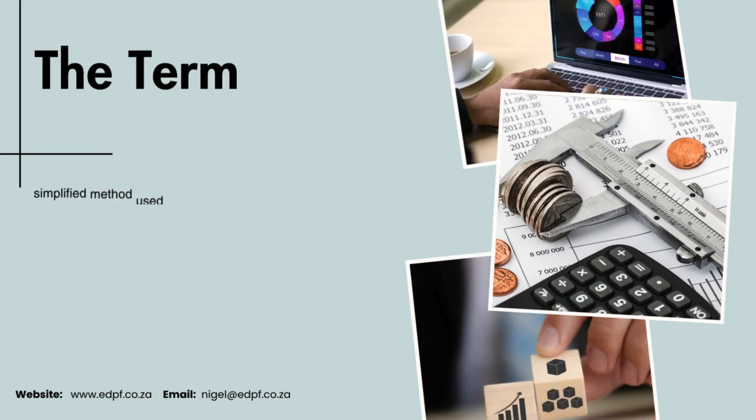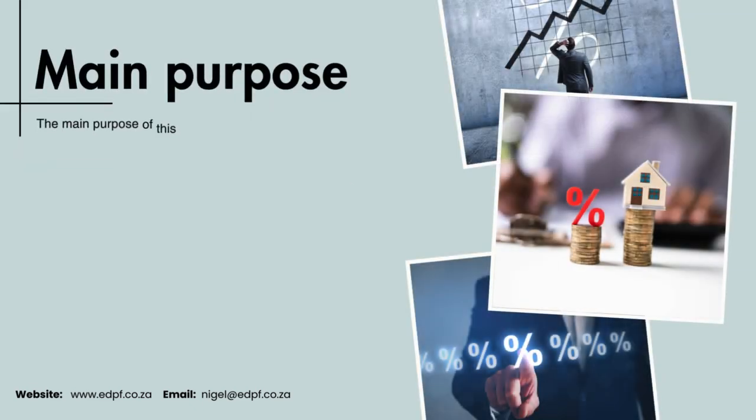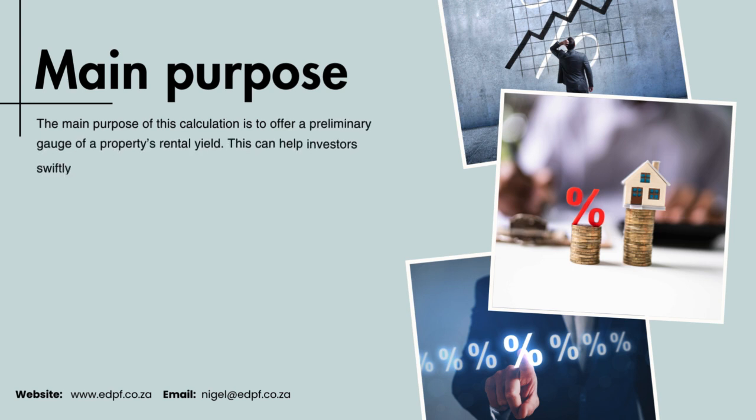The term back of the cigarette box calculation refers to a simplified method used to quickly assess the viability of a property investment. It's called this because, just like doing a quick calculation on the back of a cigarette box, it provides a fast estimate without requiring extensive data or complex formulas. The main purpose of this calculation is to offer a preliminary gauge of a property's rental yield. This can help investors swiftly determine whether a property is worth further consideration.